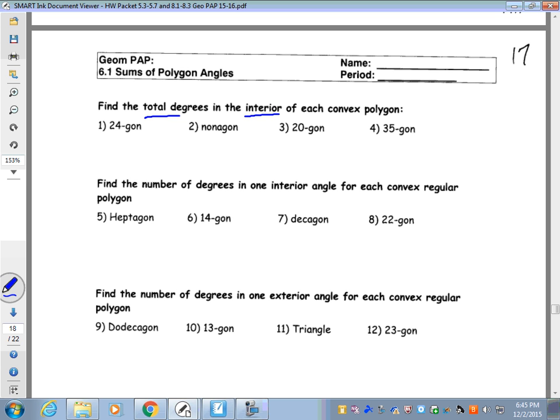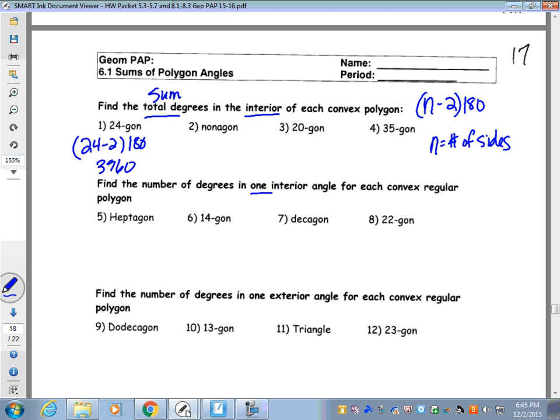So if I'm talking about total degrees or the sum of the interior, you use the formula (n minus 2) times 180, and n is your number of sides. Okay? Now, you're just plugging it in. So if I'm doing a 24-gon, I'm going to say 24 minus 2, then times that 180. And that will be 3,960. So that's what you're doing for this set.